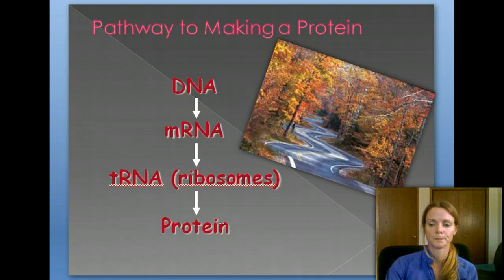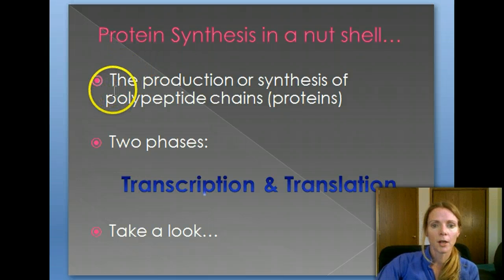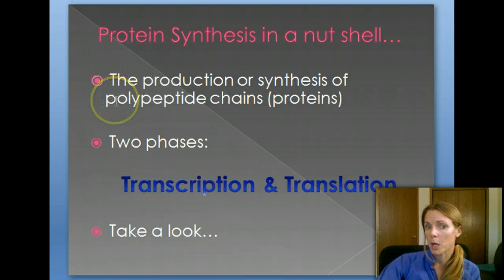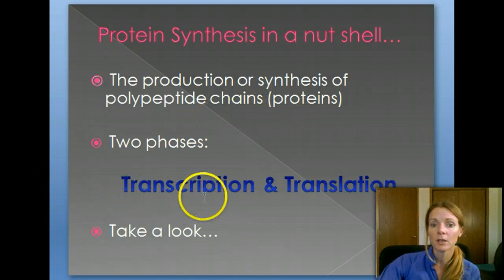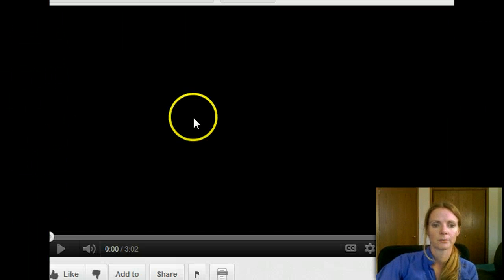And ultimately with those amino acids, you synthesize a protein. All right, so protein synthesis in a nutshell: the production or synthesis of polypeptide chains, which are proteins. 2 phases, transcription and translation. I'm going to let you guys look at a simulation, and I have already explained transcription and translation, although I didn't specifically say those terms. You're going to understand what those mean in just a moment. So watch this.